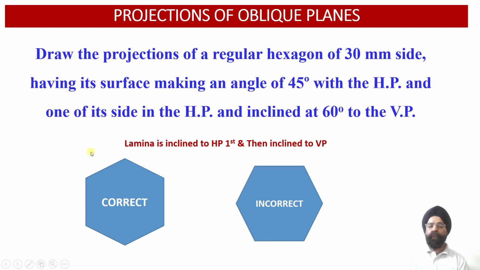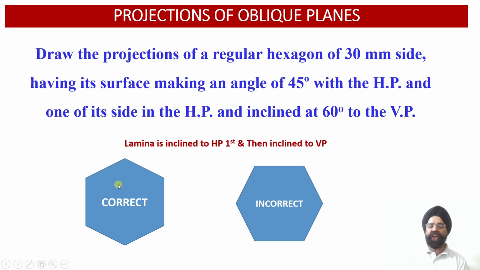Now once the surface of the lamina is inclined with respect to the horizontal plane at an angle of 45 degree, what's going to happen? We are going to have foreshortening of this edge, this edge, this edge and this edge. But this edge will be resting on the ground, and this edge, even though it is lifted from the ground, is still parallel to the ground.